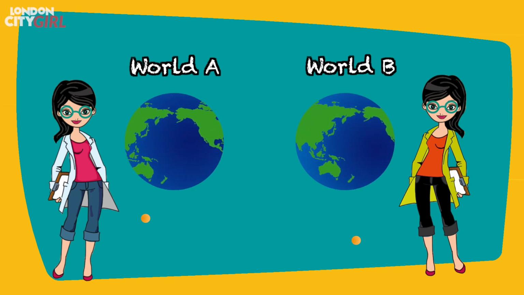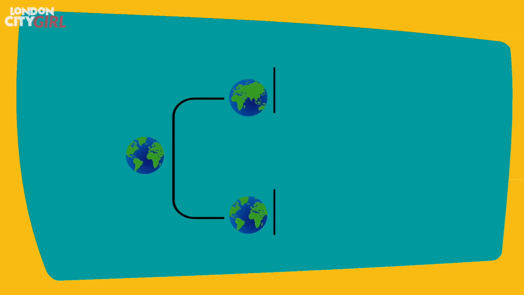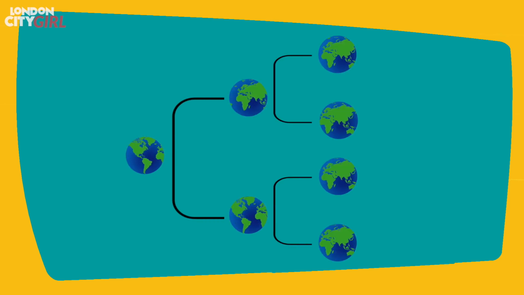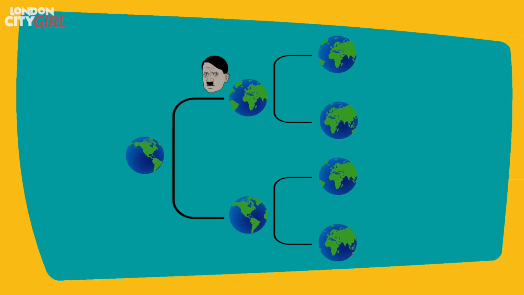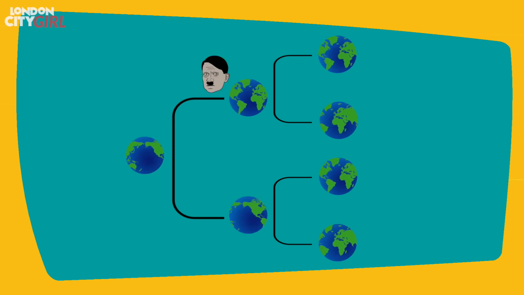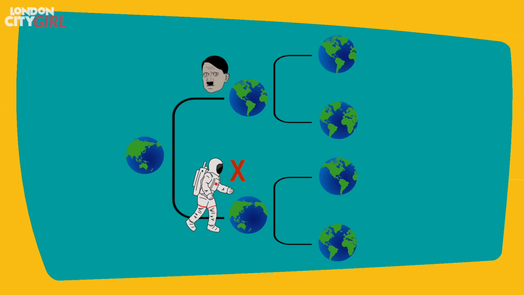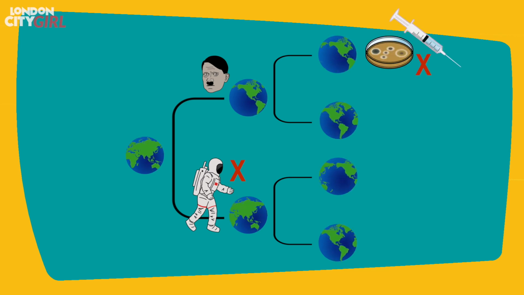The implications of this are mind-boggling. Every time there is more than one possible option available, the universe splits and creates copies where all possible outcomes come true. So for example, there could be a world where Hitler won World War II, a world where mankind never made it to the moon, and a world where penicillin was never discovered.